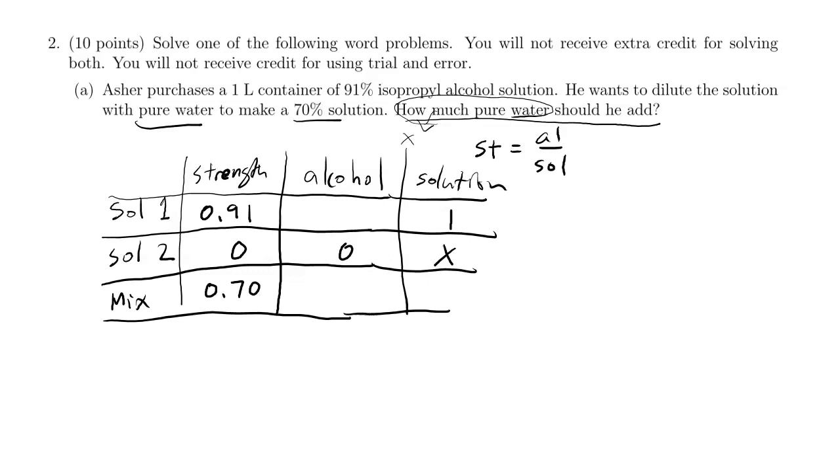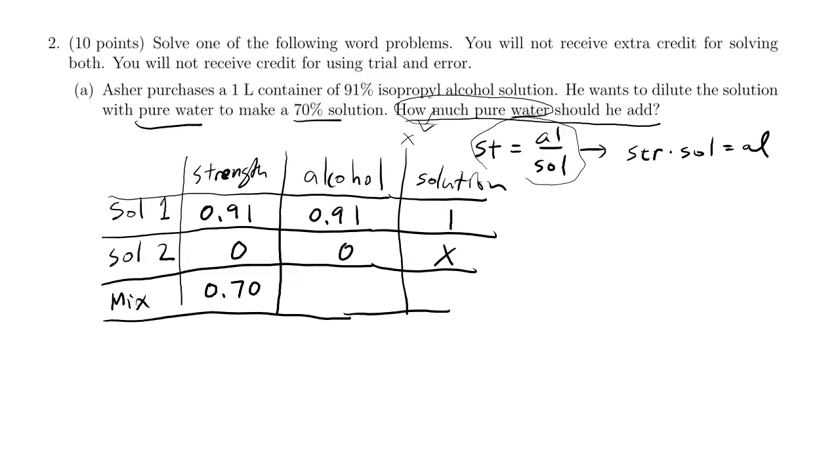Okay. Now you have the alcohol content. Well, see, you have this formula. You can multiply solution both sides and say strength times the solution is your alcohol. So this value is obtained by multiplying these two. So 1 times 0.91 is, of course, 0.91.